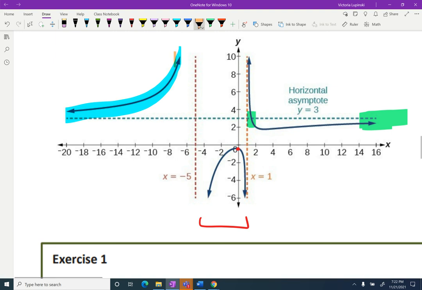And again, this piece faces up and this piece faces down. This piece faces down where this piece faces up. So that must mean that whatever is in my denominator must only be to the first power. Otherwise, they would go in the same direction.